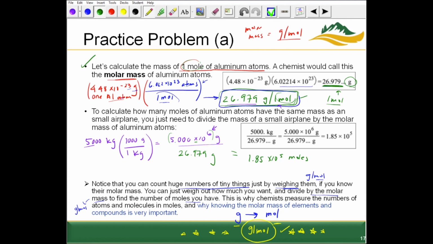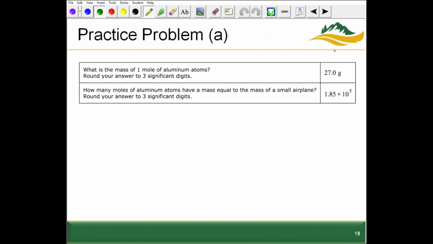So this is also why chemists measure the numbers of atoms, molecules, ions, etc. in terms of moles. And why knowing the molar mass in this concept, that the molar mass is reported in grams per mole, is extremely important here. Here are our final answers reported in the correct number of sig figs. We're going to do a lot more examples with the use of Avogadro's number coming up.